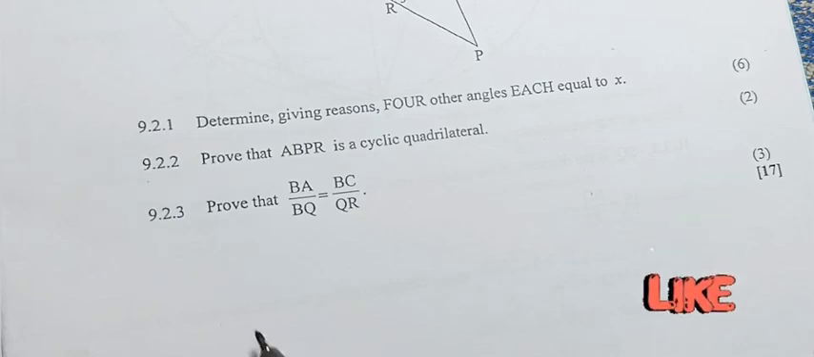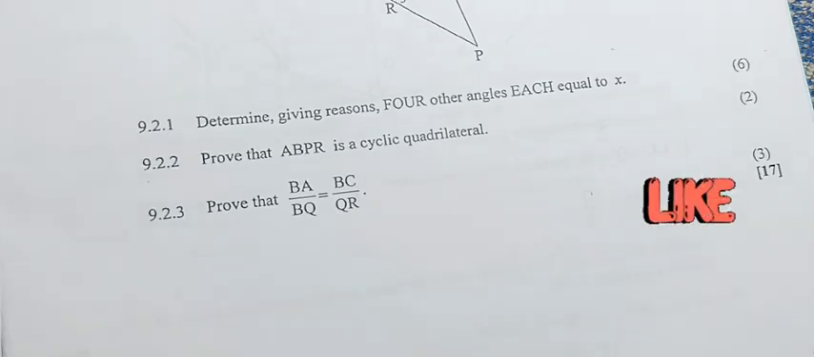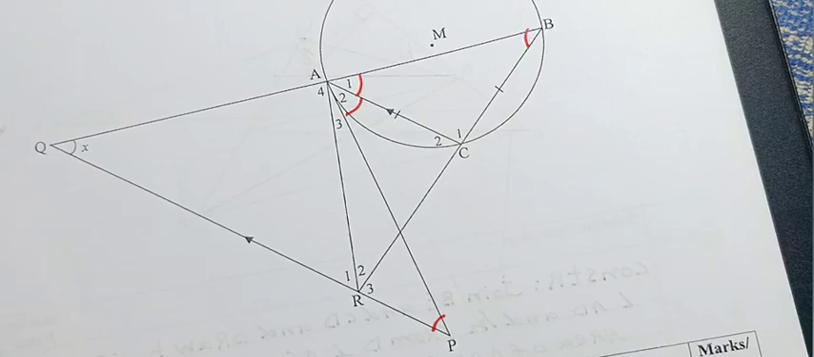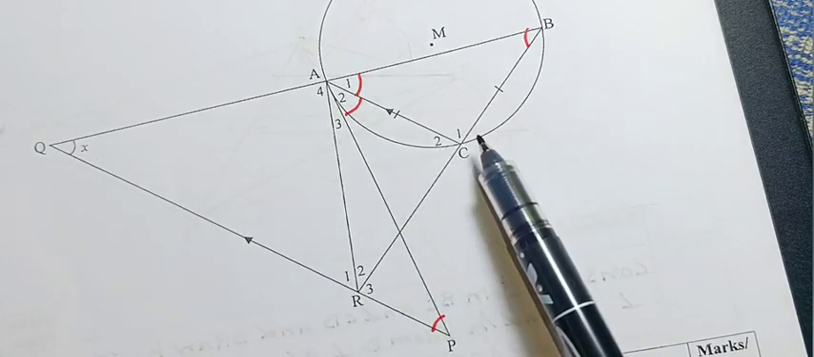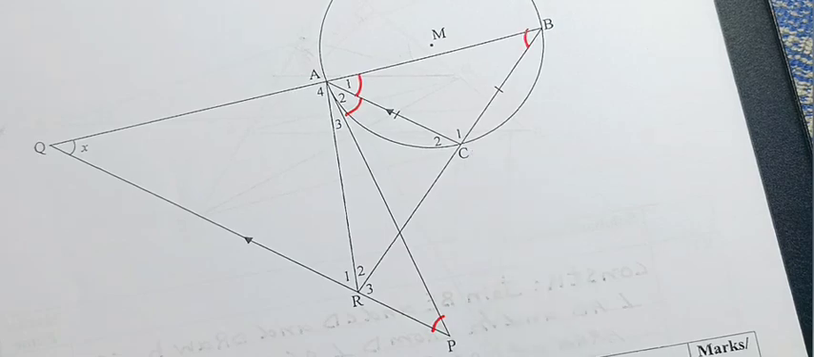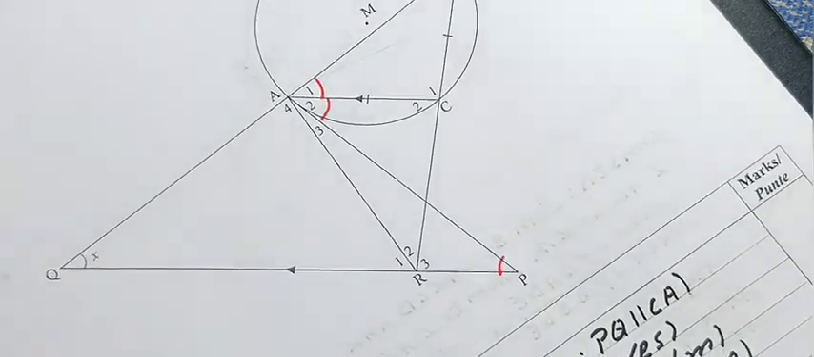The last question says, prove that BA over BQ is equal to BC over QR. Have a look. Now we need to prove BA over BQ. I can see here BA over BQ I can take from here because of the proportionality theorem. Have a look here. Proportionality theorem.